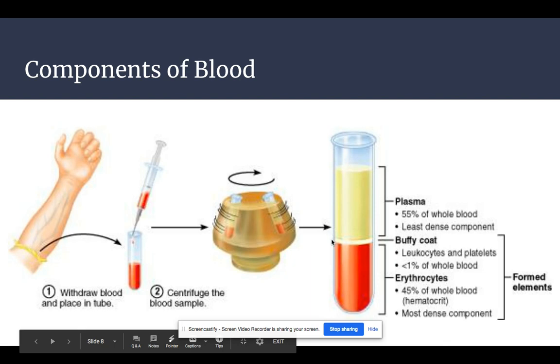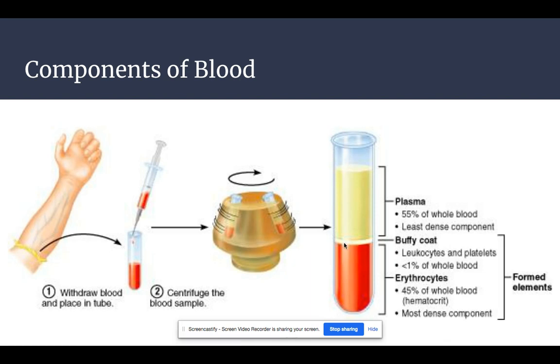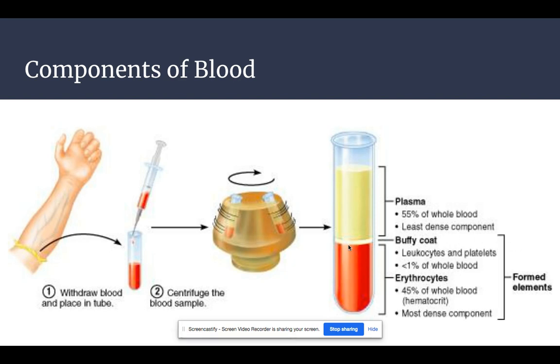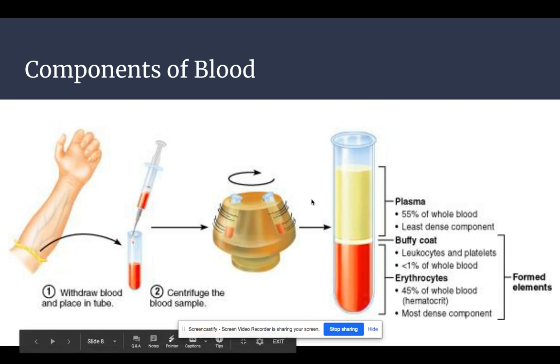Then there's going to be the white layer, which is the buffy coat, which is actually part of the formed elements still. They're living, and they're leukocytes and platelets. So leukocytes are actually white blood cells, and platelets, which we'll talk a little bit about later on. And then up top here is the non-formed element part, the liquid non-living part, which is the plasma. So the plasma is the straw yellow-like fluid layer that is found at the top. And that's going to be about 55% of the blood.